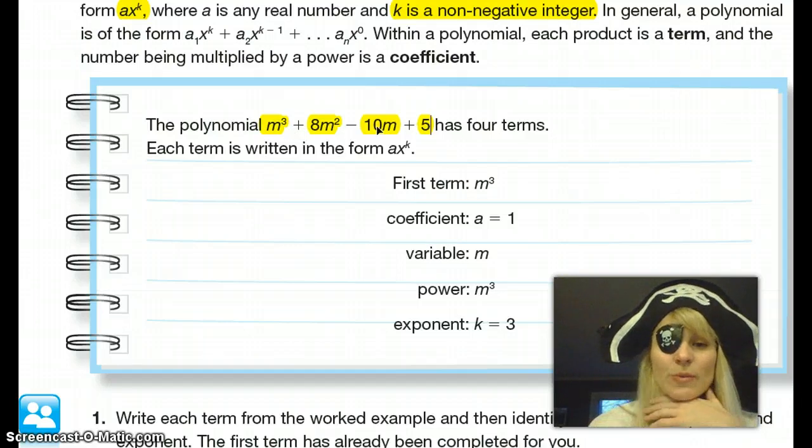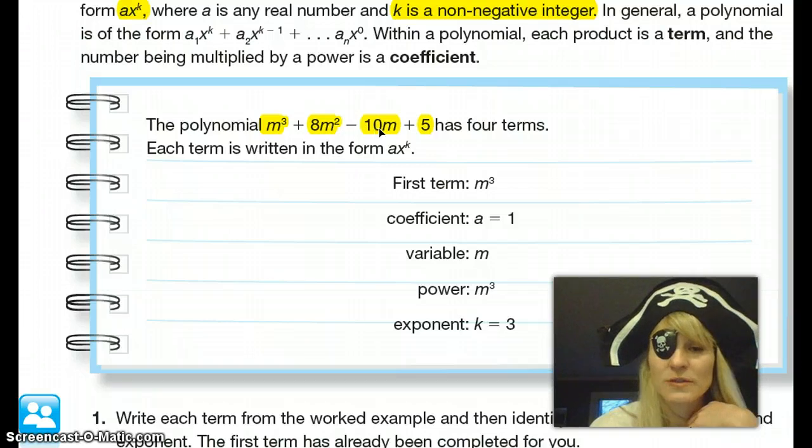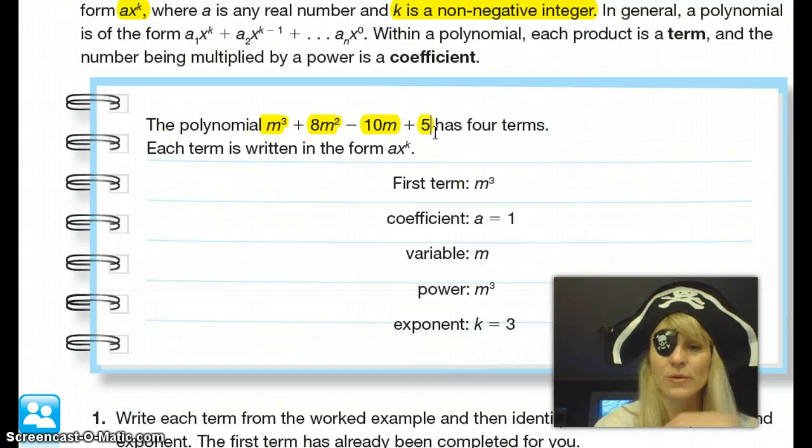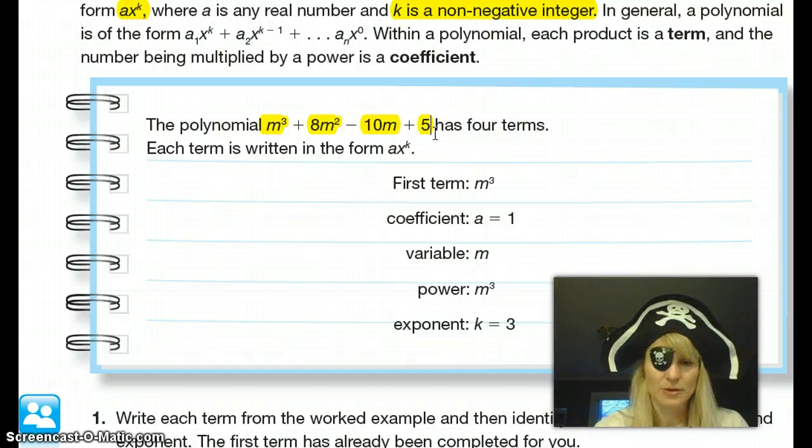Then they should be separated by pluses and minuses. This is our second term. Again, the coefficient is 8, the variable is m, and then the 2 makes it a polynomial because it's positive. And then we have a minus, coefficient of 10, variable of m to the 1 power. And then this is your constant. It's 5, there's no variable, or it could be a variable to the 0 power, which means it's times 1.